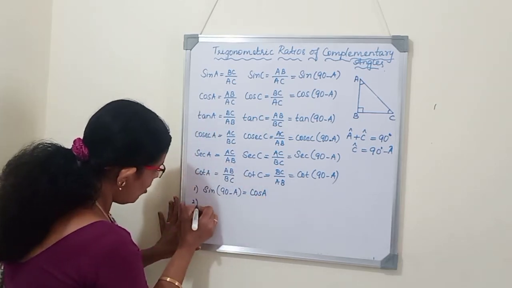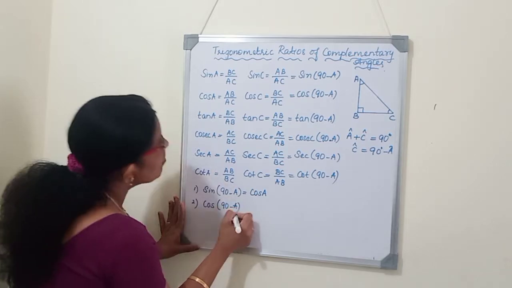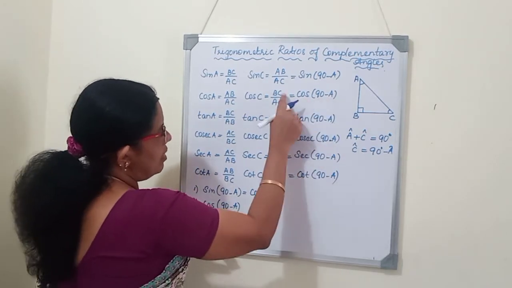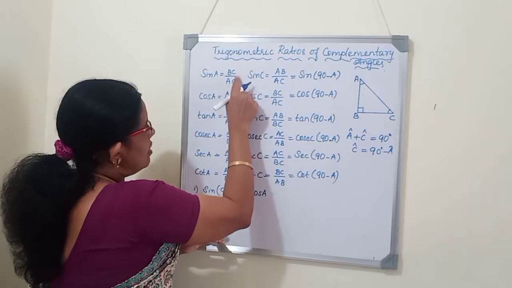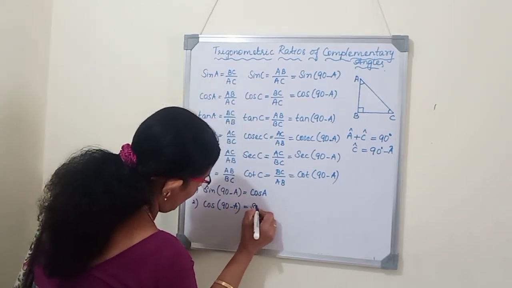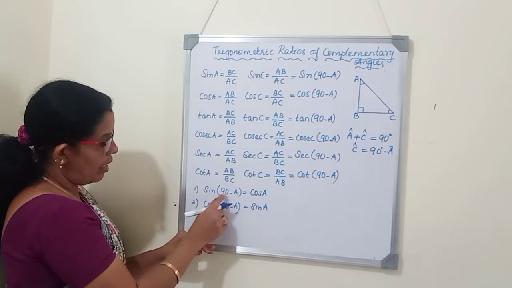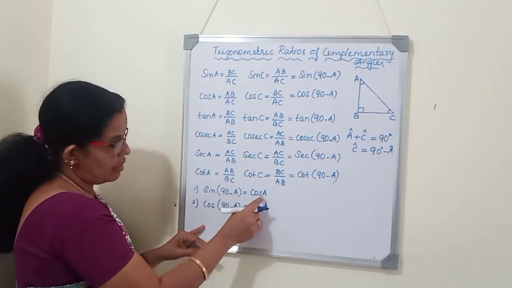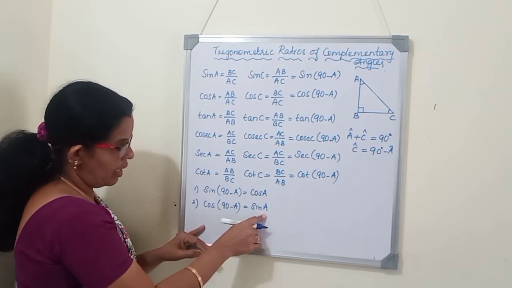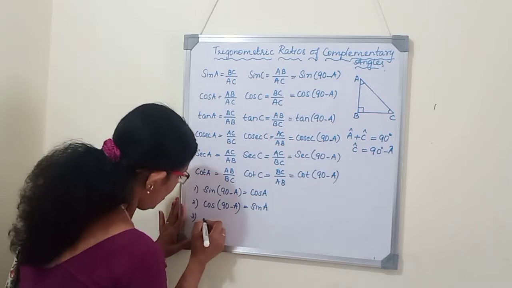Next we will see cos 90 minus A. Here cos 90 minus A is BC by AC. BC by AC is sin A. So cos 90 minus A is sin A. So the first 2 complementary angle formulas are sin 90 minus A is cos A and cos 90 minus A is sin A.